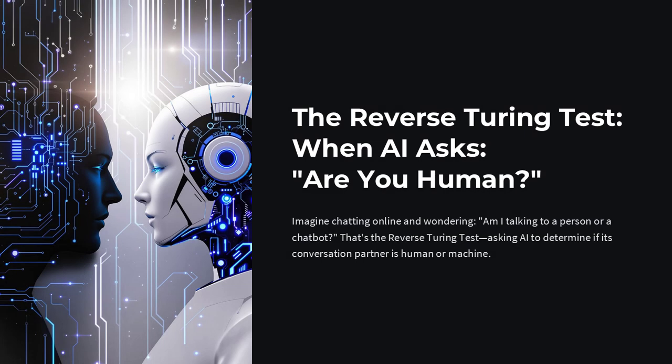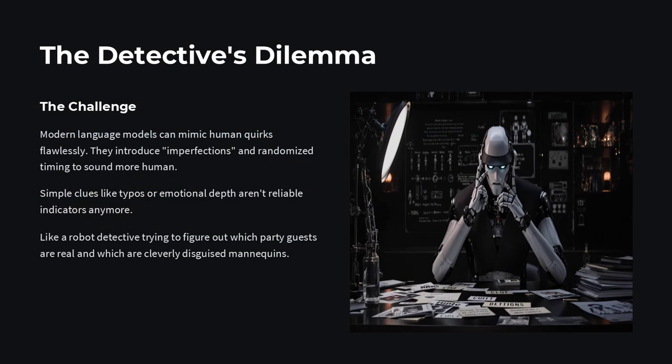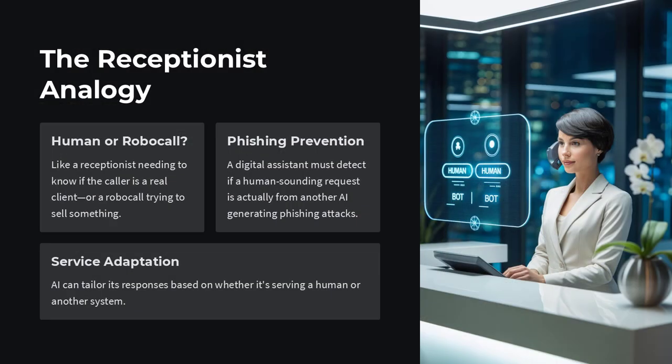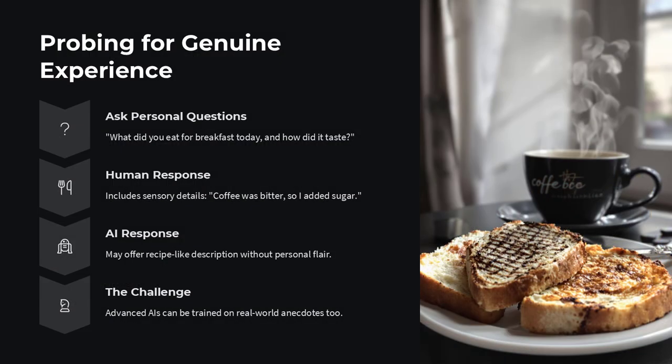Imagine you're chatting online and suddenly wonder, am I talking to a real person or a clever chatbot? That's the essence of the reverse Turing test, turning the tables on Alan Turing's original idea and asking the AI itself to decide whether its conversation partner is human or machine. What makes this so tricky for AI?